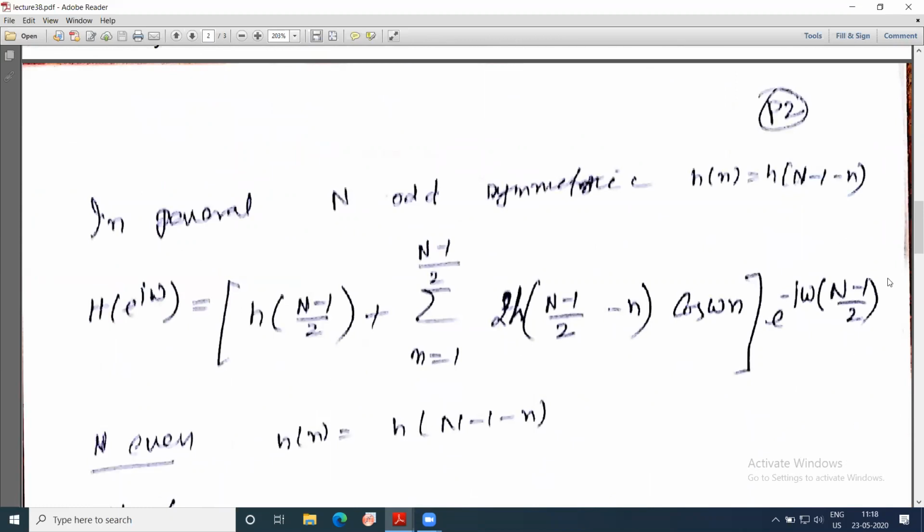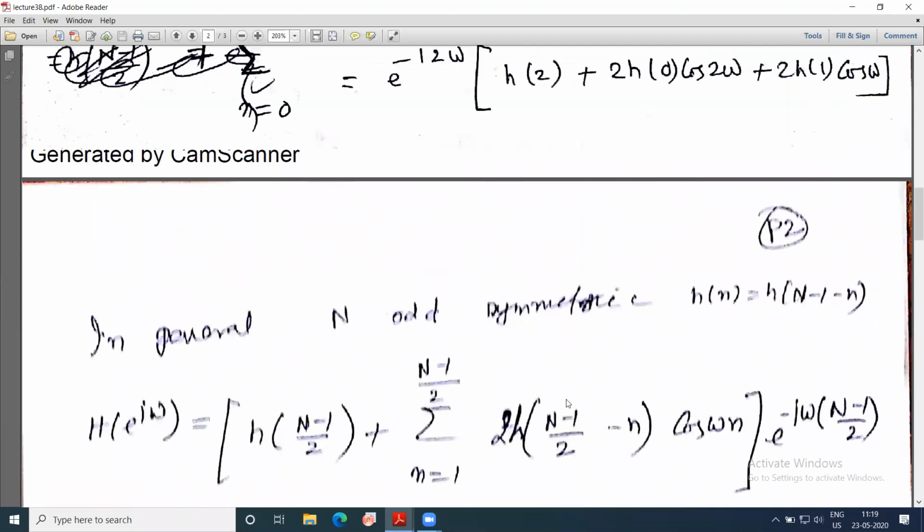e to the power j omega n minus 2 e to the power minus j 2 omega. So this is the general expression for an odd number of filter samples and symmetric about h of n equal to h of n minus 1 minus n. So if the symmetric condition exists, h of n equal to h of n minus 1 minus n, and n is odd, then in general this will be the filter response in the frequency domain. We have to calculate the response for different values of omega, but this will be the general expression. Agreed?